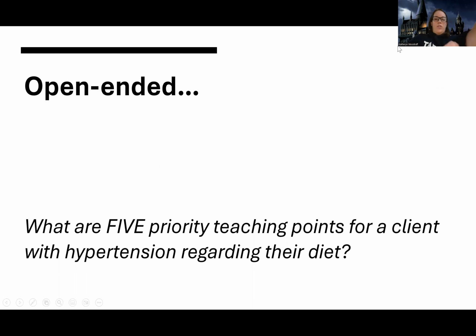Another open-ended. So 5 priority teaching points for a client with hypertension regarding their diet. So we want to think what we want, the lows. If they're diabetic, we definitely want a diabetic diet or a low carb diet. The big thing is the low sodium. We usually like low fat. And with the sodium, it's usually between 1 to 2 grams. We usually like 1.5 if they can, but a lot of times they're going to be on a 2-gram sodium.